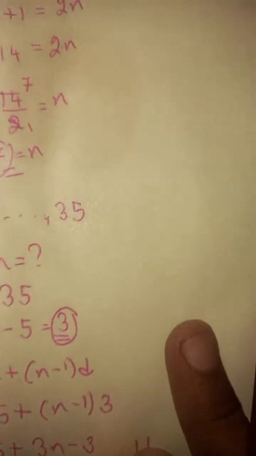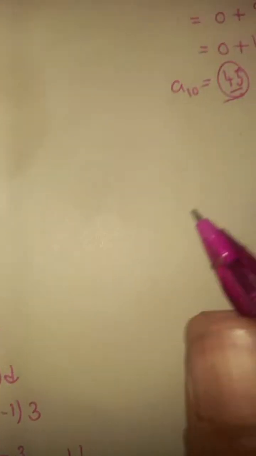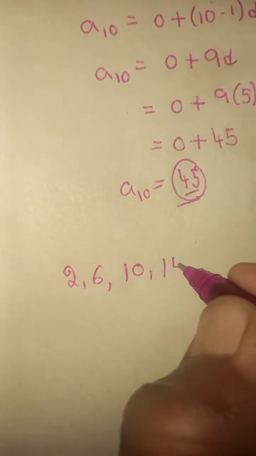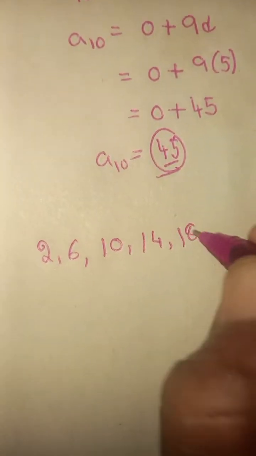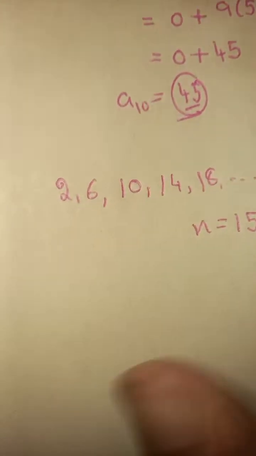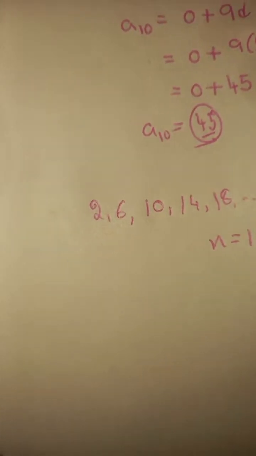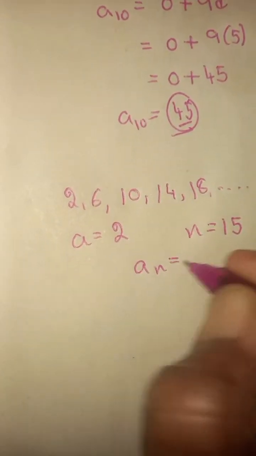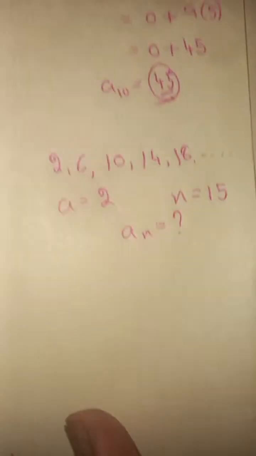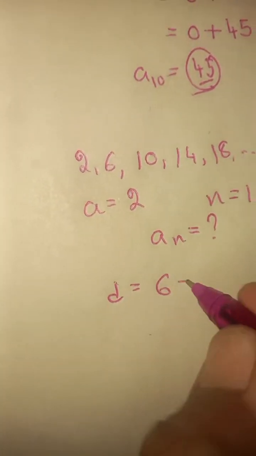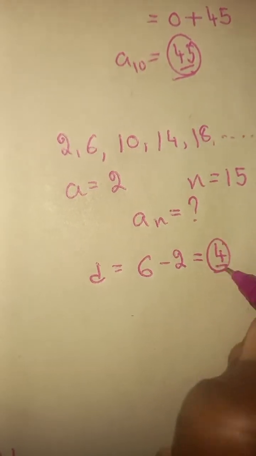Now you can take another problem like that. Here in this series they are giving 2, 6, 10, 14. They keep on adding 4 here, and you need to find the nth term. They are giving 15 terms totally. There are totally 15 terms. The first term is 2. You need to find the value of an. Now d means second term minus first term, that is 6 minus 2, which becomes equal to 4.